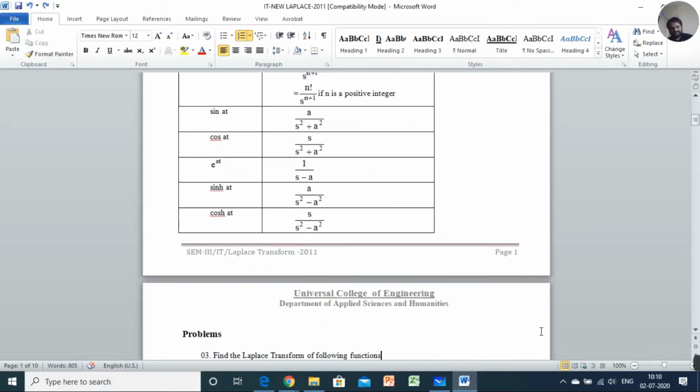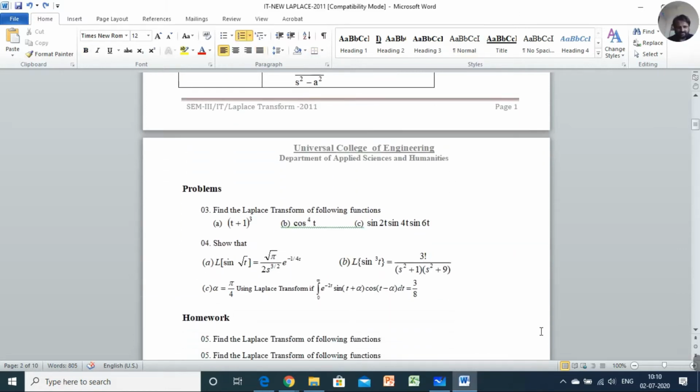So one by one, we already saw these formulas. We solved such numericals in our first lecture as well as in the second lecture. Find the Laplace transform of the following functions. We can solve such numericals, for example t plus 1. See, the error function is not right now in the syllabus.